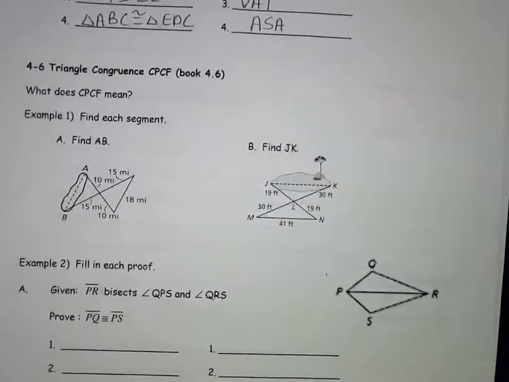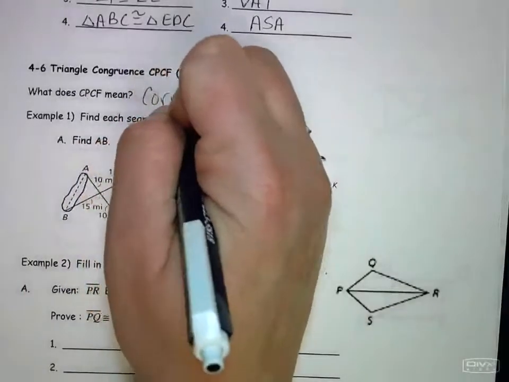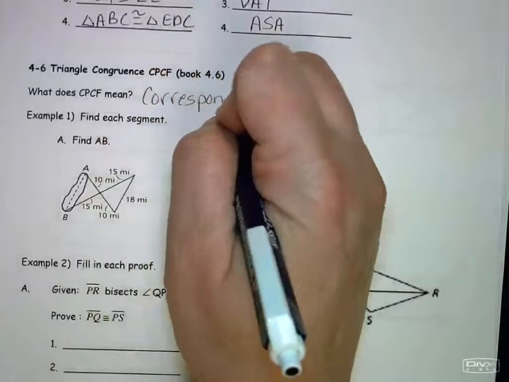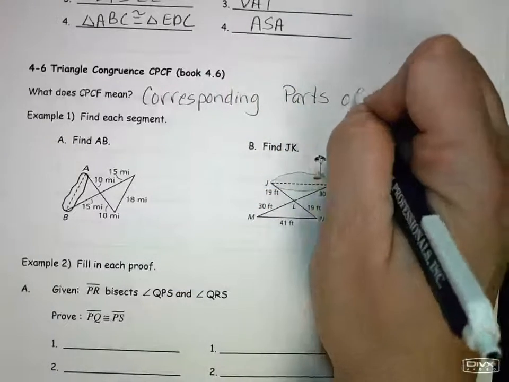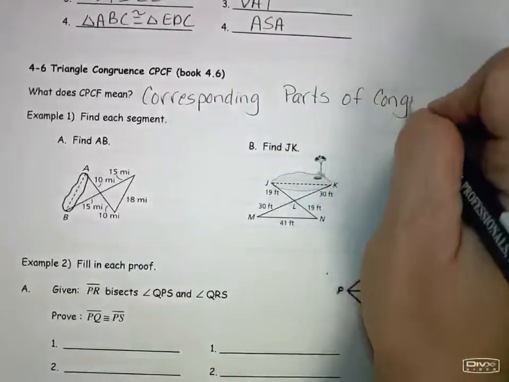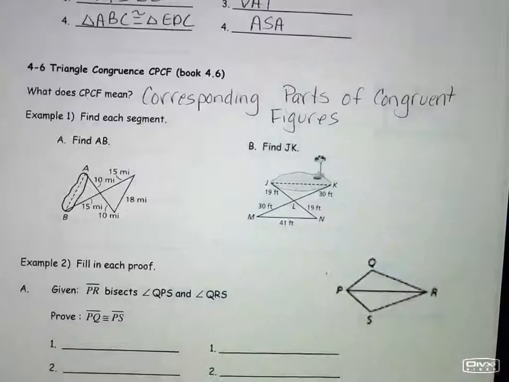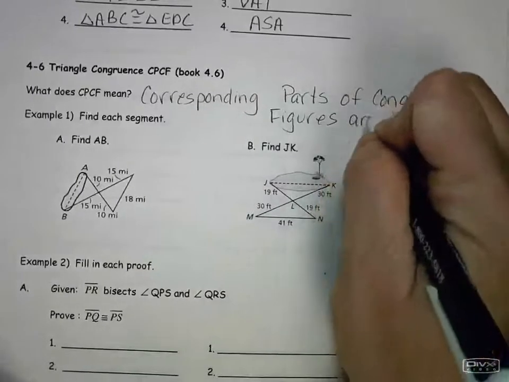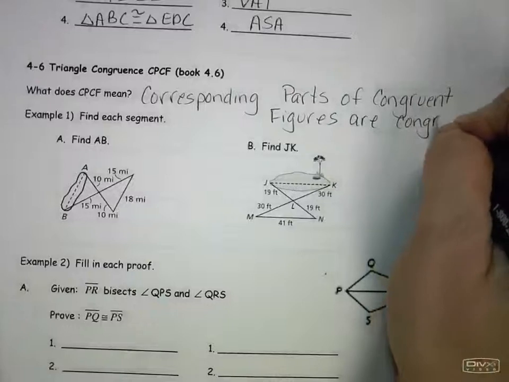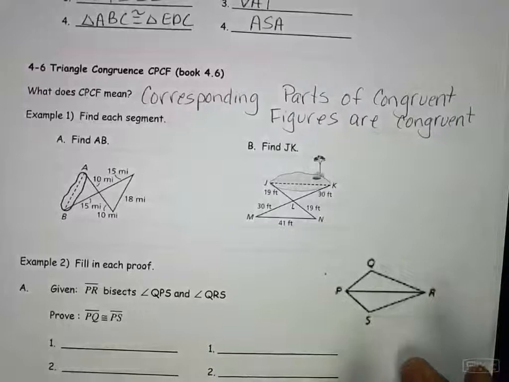Chapter 4, Section 6 is triangle congruence. CPCF stands for corresponding or matching corresponding parts of congruent figures. And if you have two figures that are congruent and you pick the matching sides, they will also be congruent. So corresponding parts of congruent figures are congruent.